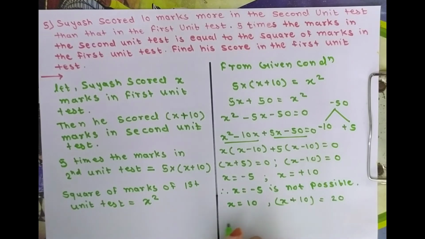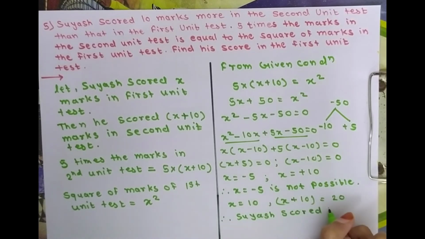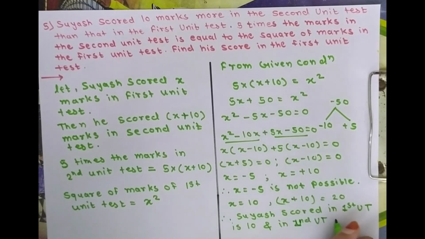So right. Therefore, Suyash's score in first unit test is 10 marks, and in second unit test is 20 marks.